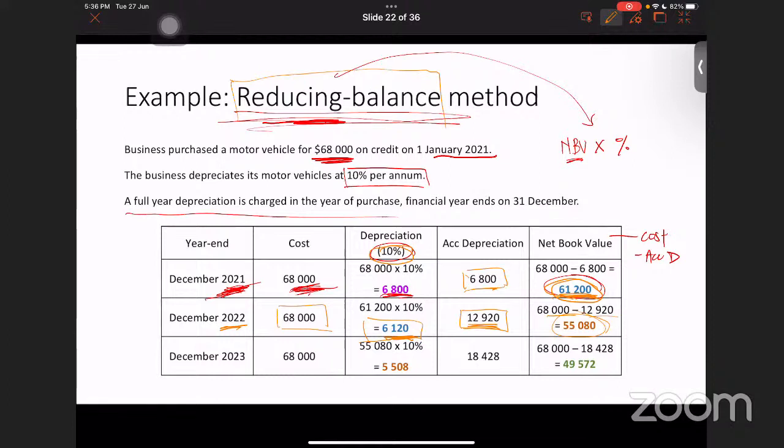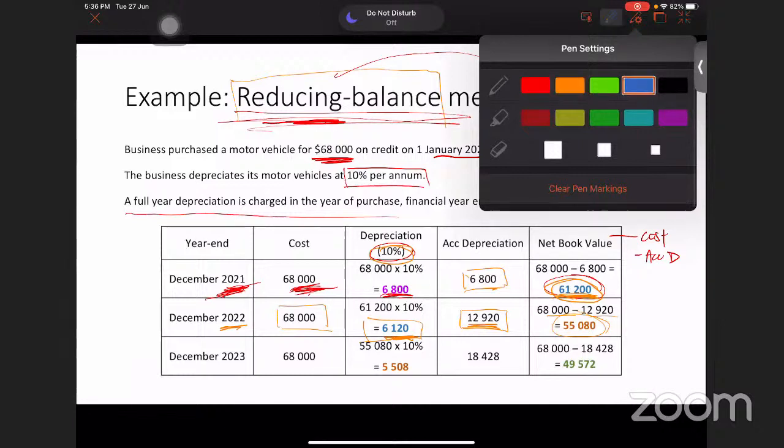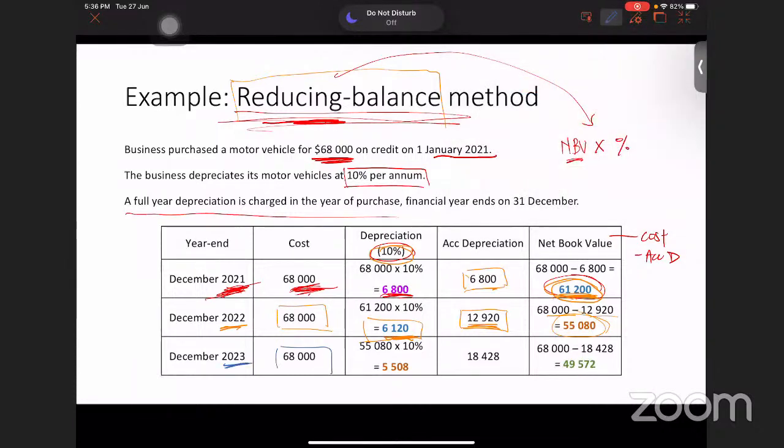Okay, 2023, repeat the same process again. Okay, it's the same idea. 2023 cost still 6,008. Okay, MBV multiplied by rates because reducing balance. Okay, so MBV multiplied by rate. So I have this. Okay, and then my acute D will be based on what I already accumulated so far, and then I add on to the depreciation I have this year, and that will give me my acute D. Okay, and then same thing again, MBV cost minus acute D.